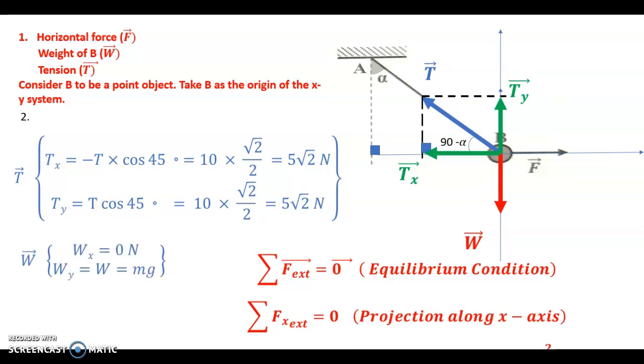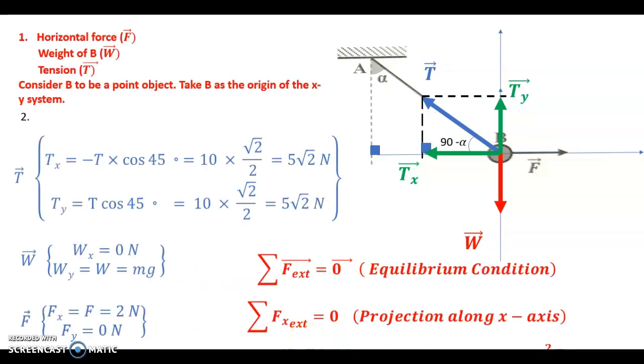W is a vertical force, so its x component is 0 and its y component is equal to the magnitude of the force, which is m times g. And F is a horizontal force, so its x component is equal to the magnitude of the force, which is 2 Newton, and Fy is 0 Newton. Now applying the equilibrium condition, which says that the sum of all the external forces is equal to the 0 vector. Projecting along the x-axis, the sum of all the x components of the external forces is equal to 0.